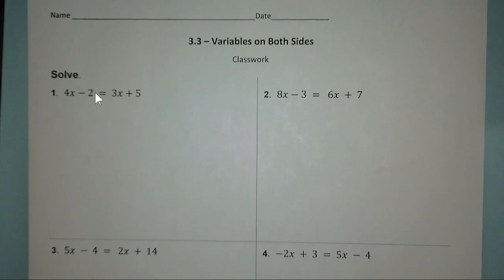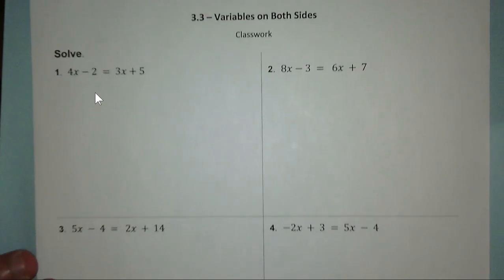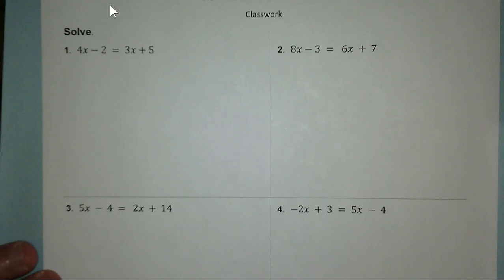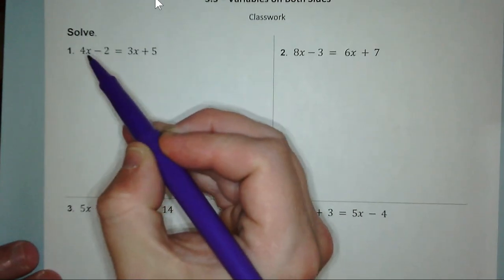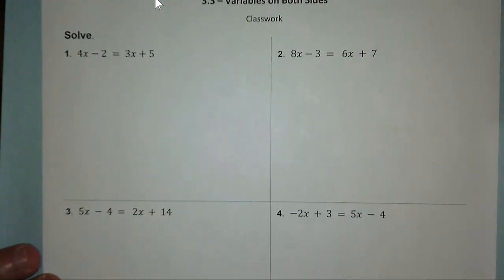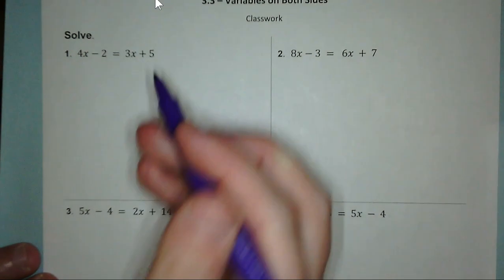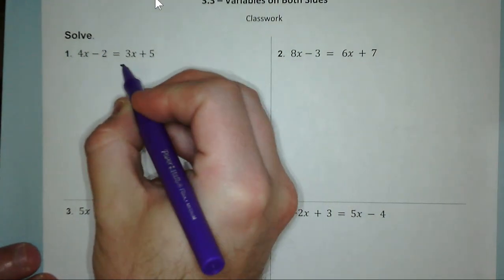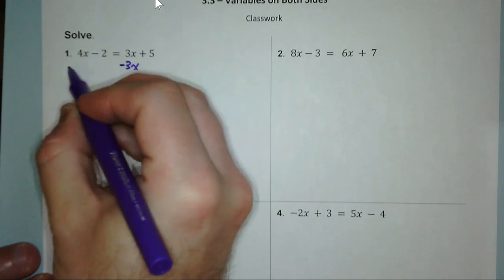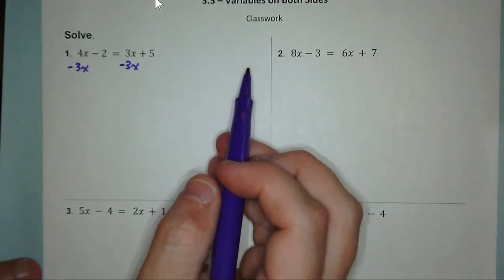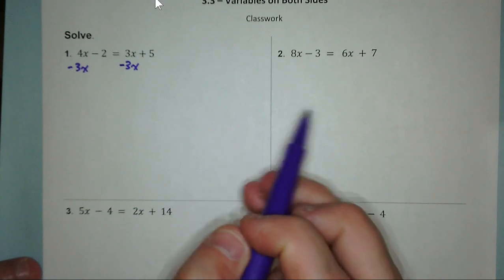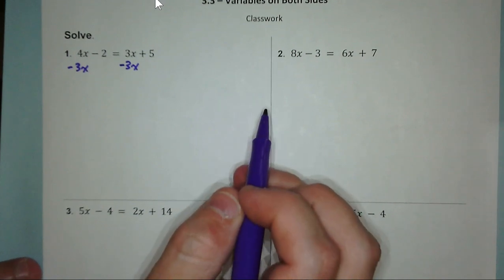Okay, Aaron, do you know what the first thing we would do here in number 1? So how would we handle the fact that there's an x and an x now on both sides? What do we do, Aaron? Do you know? Subtract 3x. Yeah. The first thing we probably want to do is move the x's to only one side.